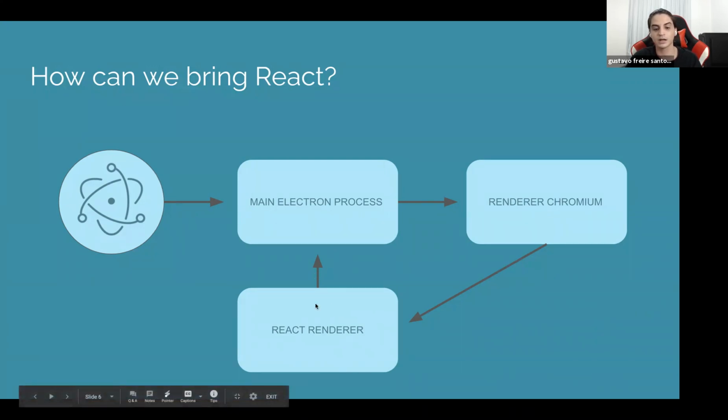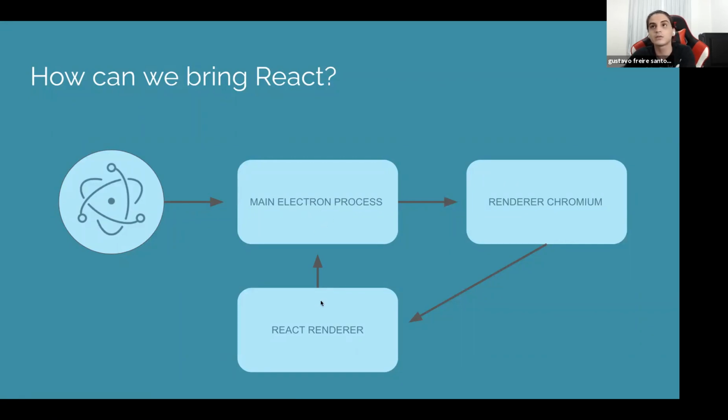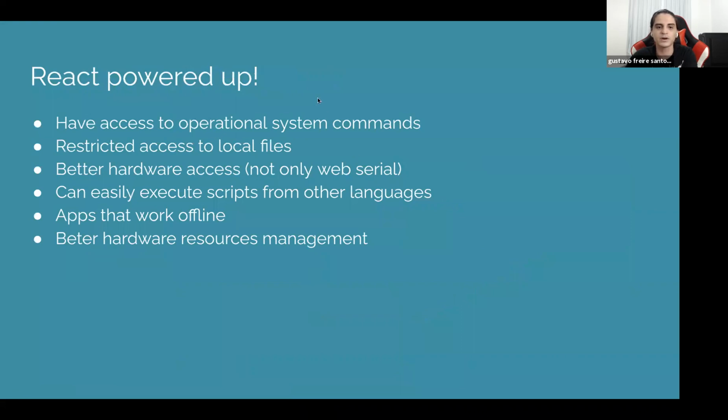And then what I also did normally is I bind the main Electron process in the React handler. That means that with JavaScript code, you can access the main Electron process, and so you can have access to more advanced commands on the operational system. So you have basically React powered up.